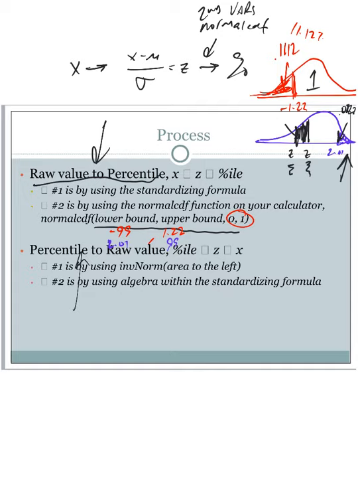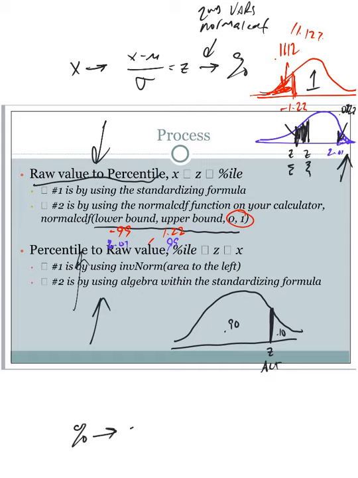Okay, so now moving on to the second one here, the percentile to raw values. So here's how this one would work. This one isn't so much about shading as it is about saying, okay, let's say your ACT is in the top 10%. So your ACT is right here. Now, we're starting from a percentile, and then we're going to go to the Z and back to the X. You can see here that that's exactly the opposite of what we did there.